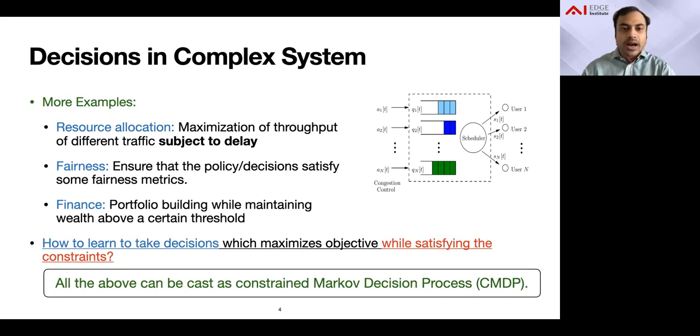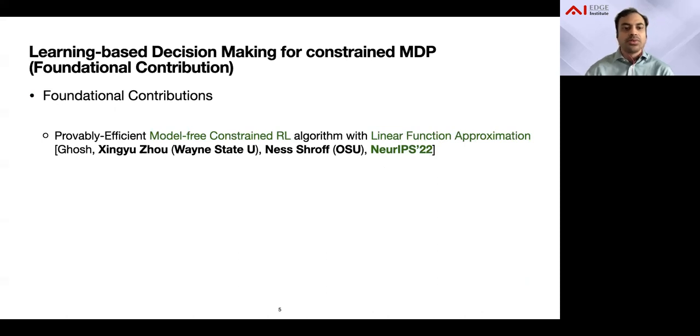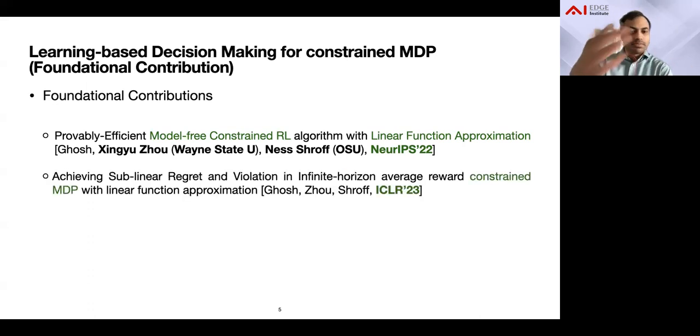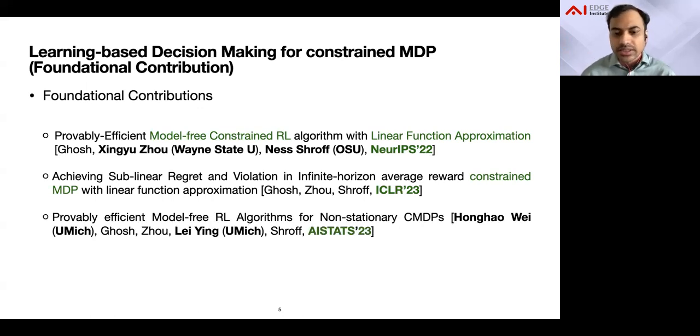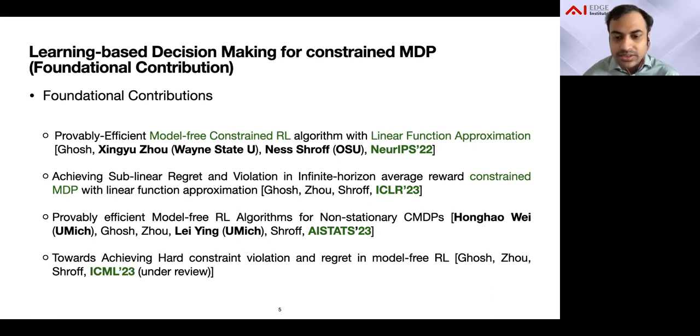In this aspect, I have made contributions both on the foundational front as well as the application front. For foundations, I proposed a provably efficient model-free constrained RL algorithm with linear function approximation, that means for large state spaces. I am fortunate to collaborate with Xingyu from Wayne State University, I think he's here, and Ness Shroff. The first paper, accepted at NeurIPS, is for an episodic setup. We also extended it to the infinite horizon setup in the ICLR version. We also extended it to the non-stationary CMDP, so if your MDP is changing. In this regard, I'm fortunate to work with Honghao and Lei Ying from the University of Michigan. We also achieve hard constraint violation and regret. I'm also going to talk about what we mean by constraint violation and regret in a few minutes.